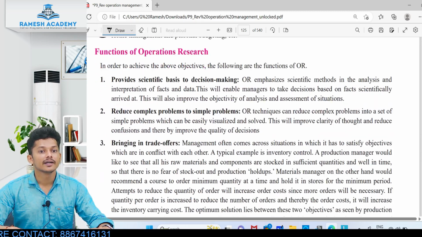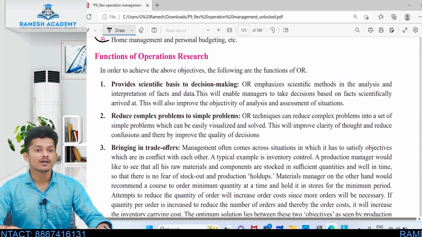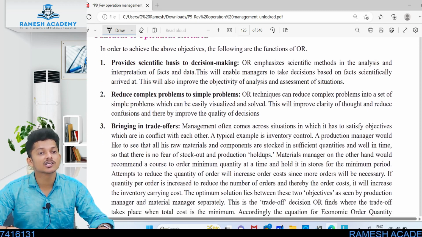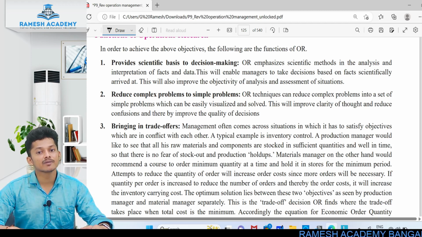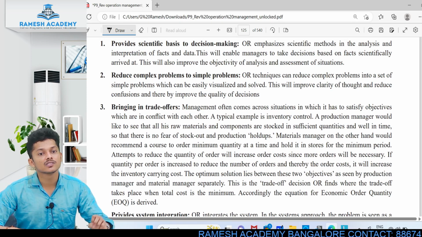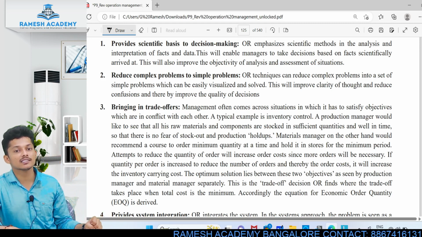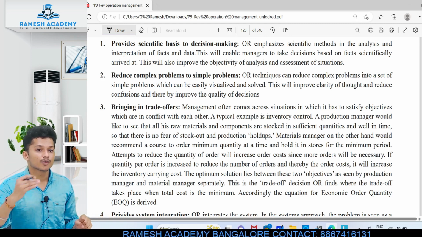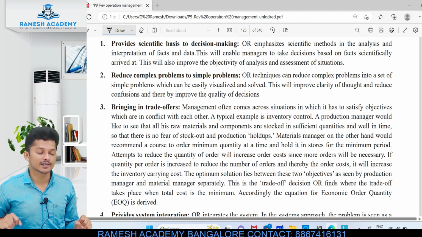Yes. Next one, functions, important again. So functions of operational research: provide scientific basis to decision making. Okay, see, OR emphasizes scientific methods in the analysis and interpretation of facts and data. This will enable managers to take decisions based on facts scientifically arrived at. This will also improve the objectivity of analysis and assessment of situations.